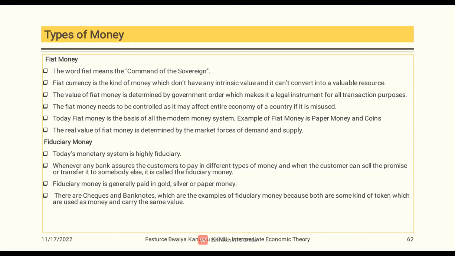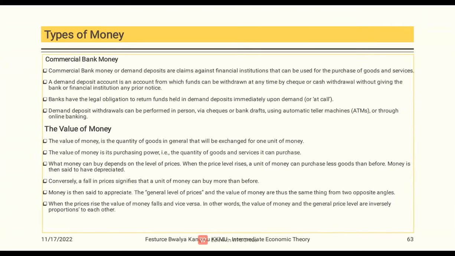So now fiduciary money. Today's monetary system is actually highly fiduciary. Whenever a bank assures customers to pay in different types of money, and the customer can sell the promise or transfer it to somebody else, that is called fiduciary money. Fiduciary money is generally paid in gold, in silver, in paper money. Then you have commercial bank money, obviously those deposits that we give to the bank.